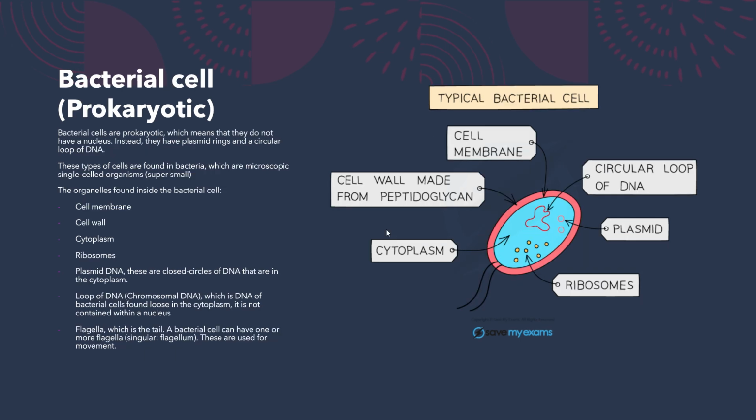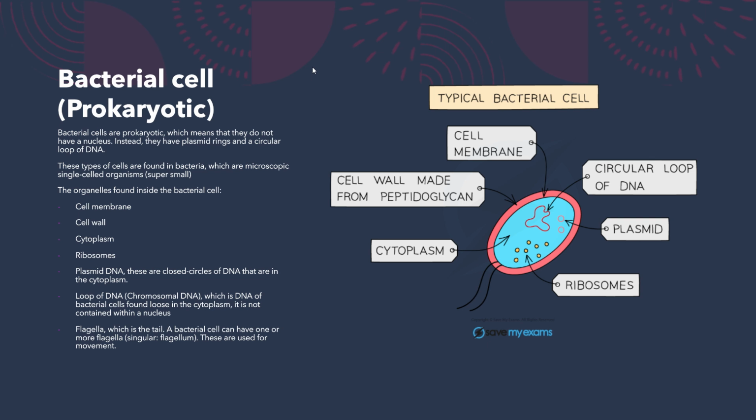Then moving on to prokaryotic cells. So prokaryotic cells are ones that do not have a nucleus. So if you remember what I said earlier, the nucleus is like the shell of the DNA. Since prokaryotic cells don't have this shell, the DNA is just found in the cytoplasm, so it's loose. We call that naked DNA, okay?